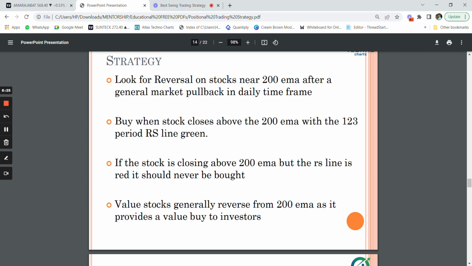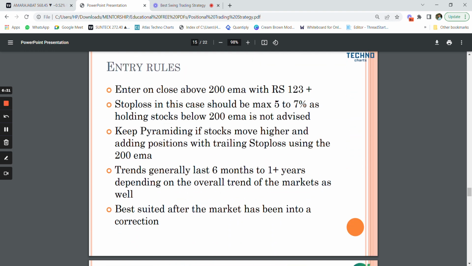Now, these are value stocks, and they generally reverse from the 200 EMA as it provides a value buy to the investor. So what are the entry rules of the strategy? Let us take some examples where we make profits, where we make losses, and where we should have avoided some of the trades here, right?